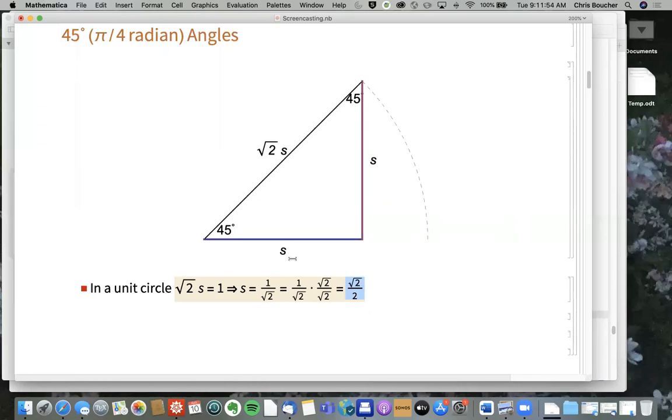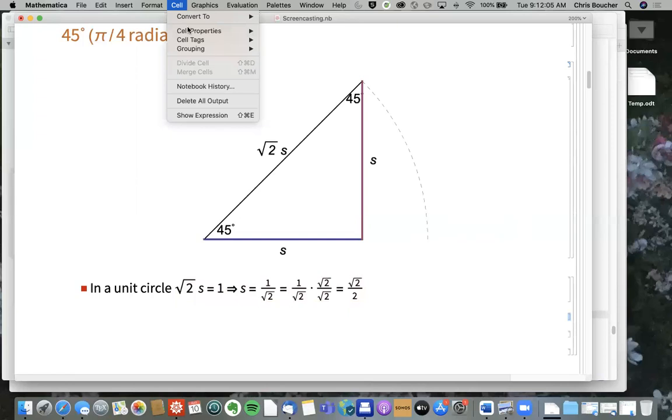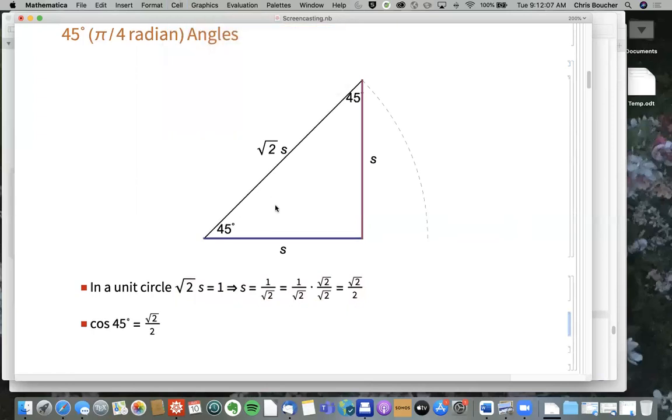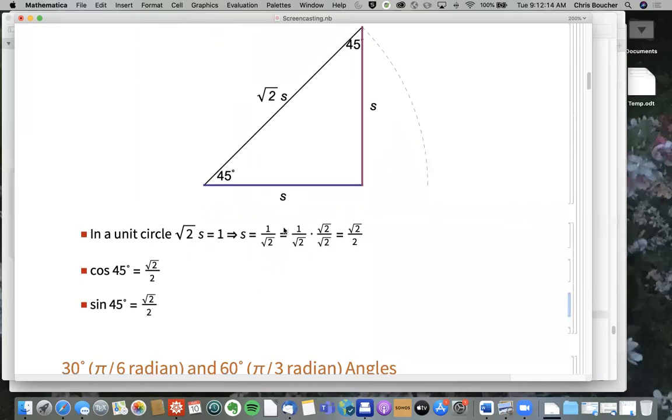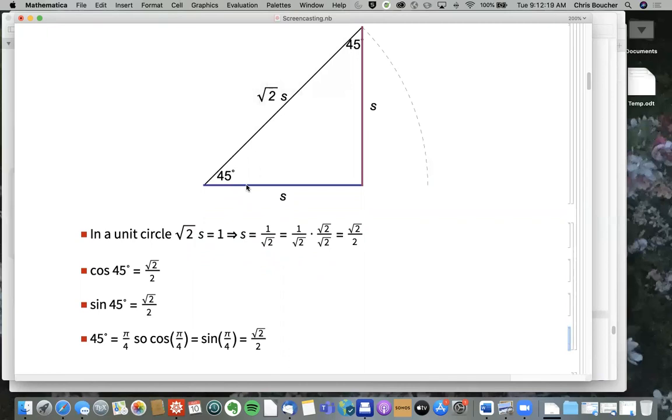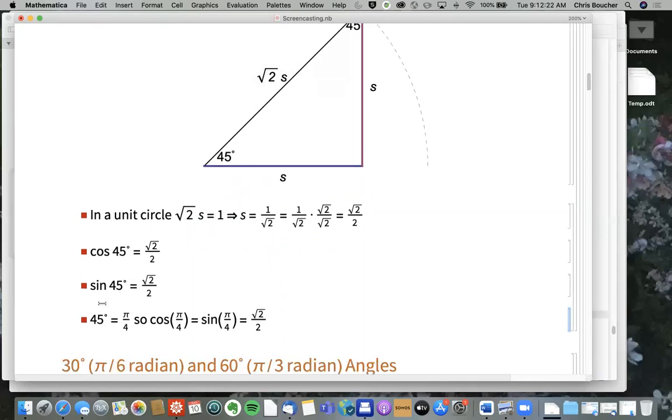In any event, I know what s is, and notice that s is the length of the blue segment, which is the cosine of the angle, and the length of the purple segment, which is the sine of the angle. So now we know the cosine and sine of pi over 4. The cosine is root 2 over 2, or again, 1 over the square root of 2, either way. And the sine is the same, square root of 2 over 2, or again, 1 over the square root of 2. So yes, there we go. And whether you cite the angle in degrees or radians doesn't really matter.